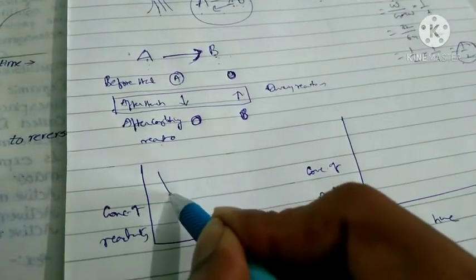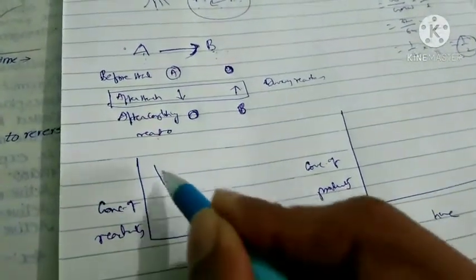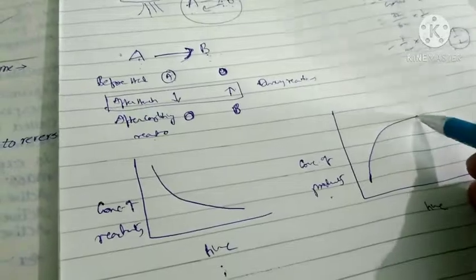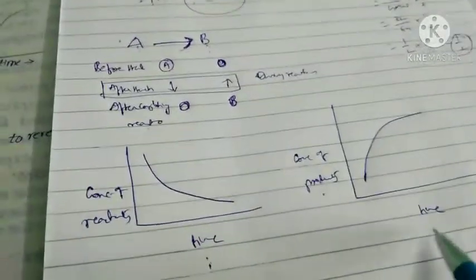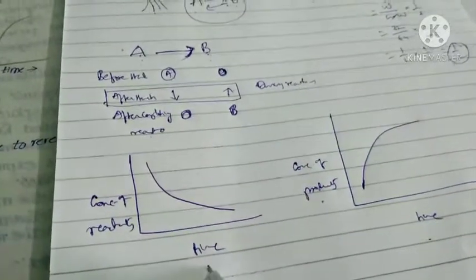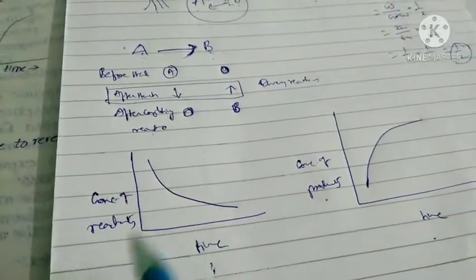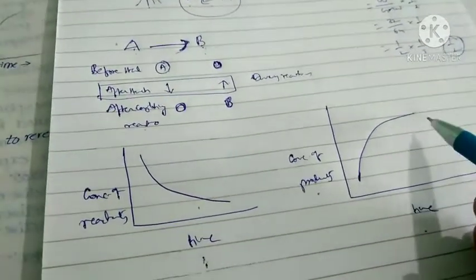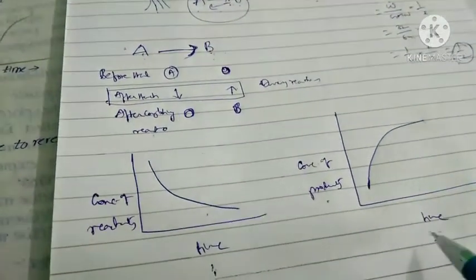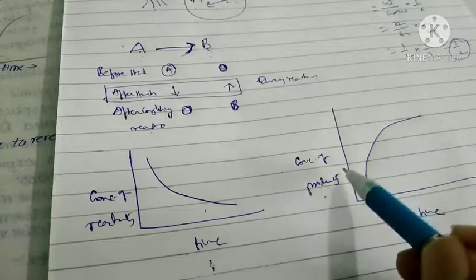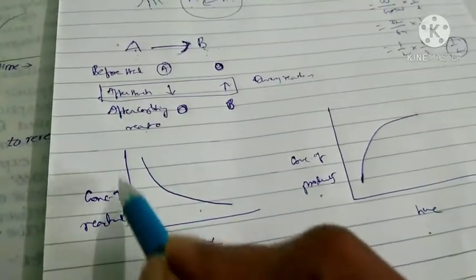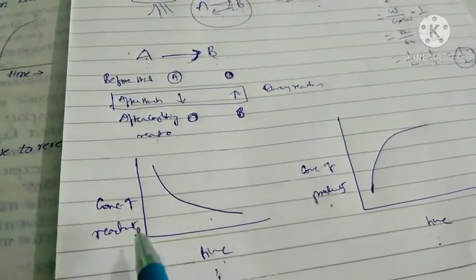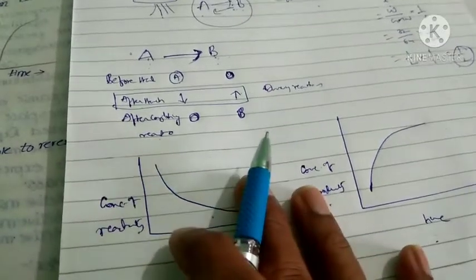See, this graph indicates decreases. Here this graph indicates increases. That means with time the concentration of products increases. Here with time the concentration of reactants decreases. This is a reciprocal graph. This is a directly proportional graph. Directly proportional means when time increases, concentration of products also increases. When time increases, concentration of reactants decreases. These two graphs represent concentration of reactants and concentration of products with time.